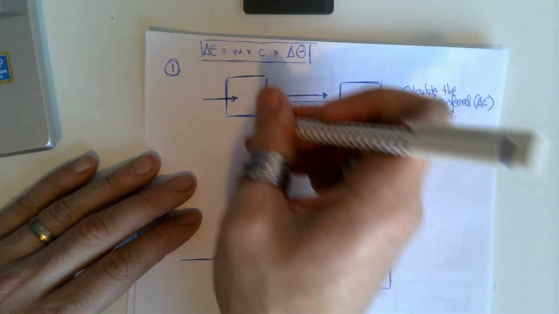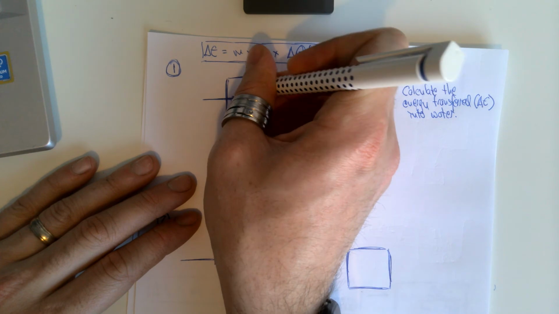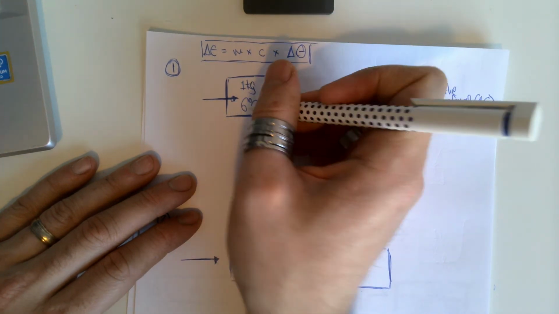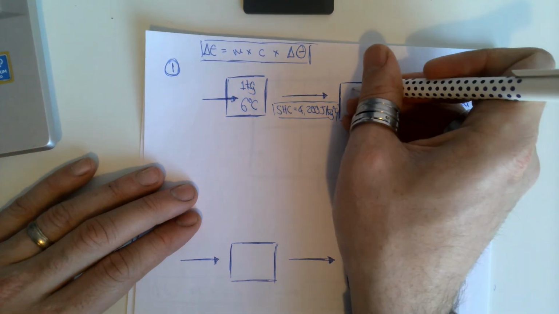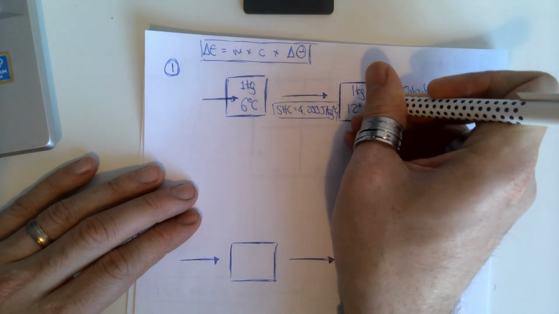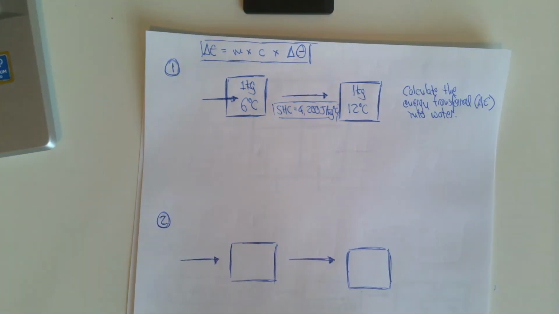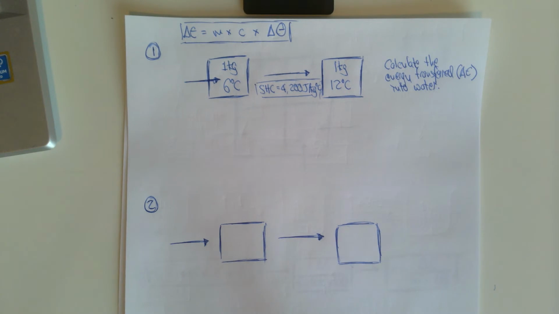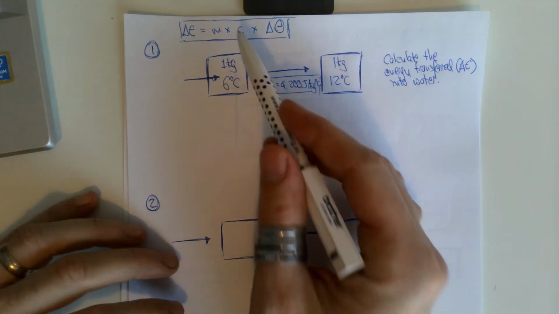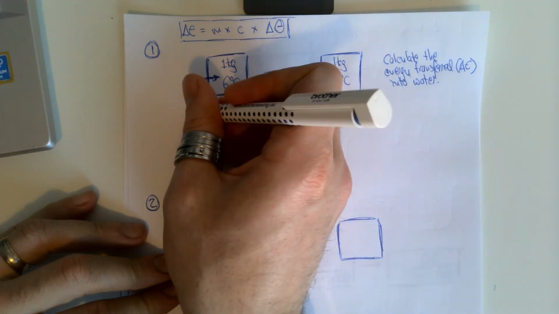Now, if we've got 1 kilo of water, start is 6 degrees Celsius, and then that kilo of water is heated so that it becomes 12 degrees Celsius, we can use the information that's provided here to calculate the energy that's been transferred into the water by putting numbers into this equation. So let's go through it.